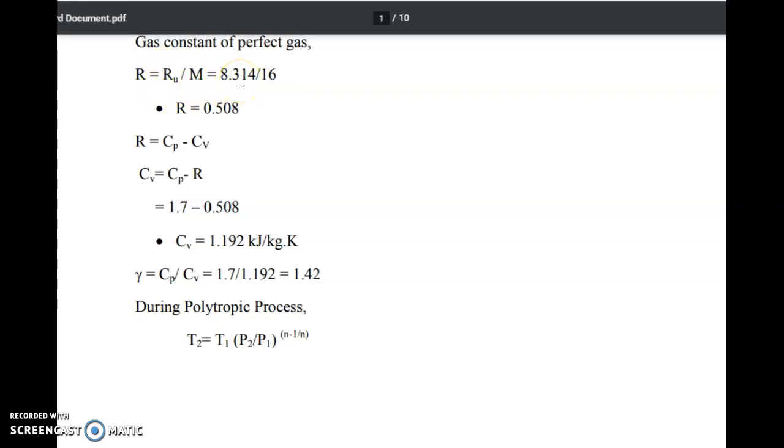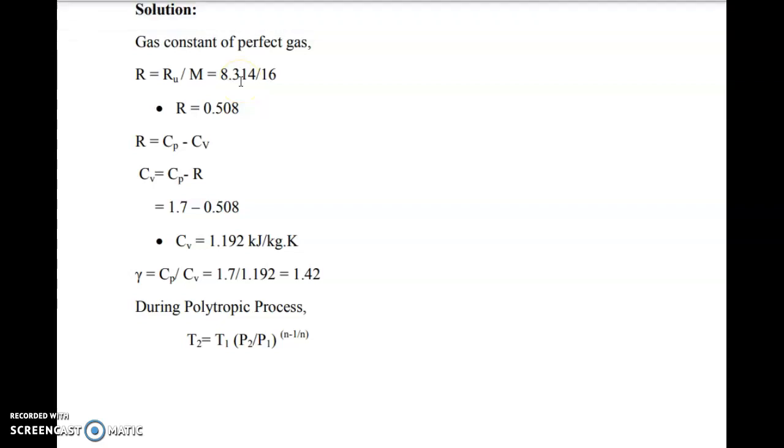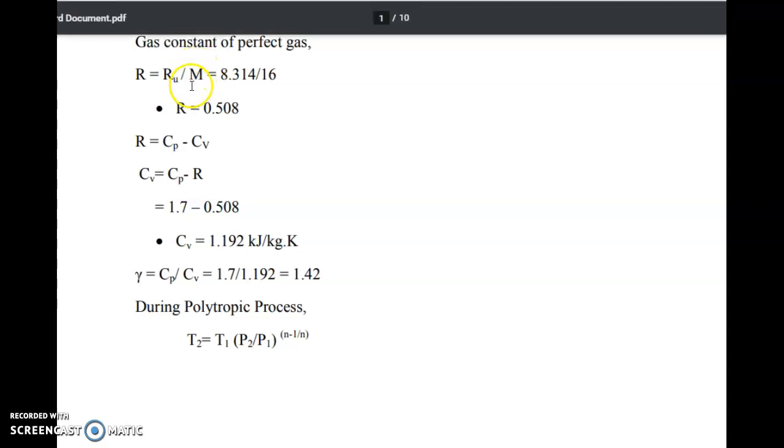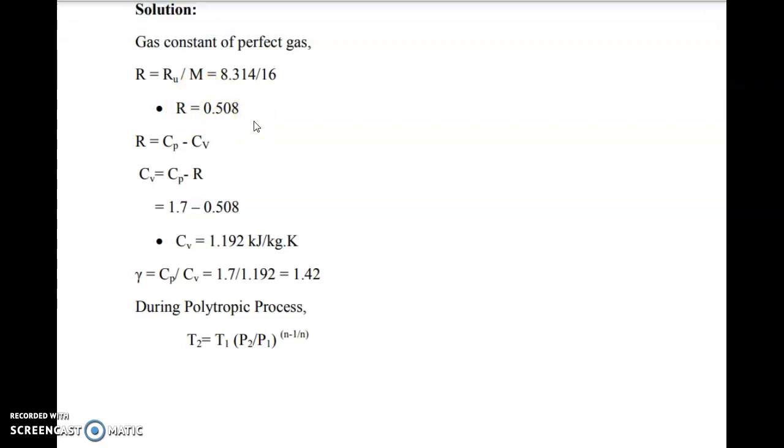You should remember that, as it is not given in our question. The universal gas constant value is 8.314 kilojoule per kmol Kelvin, and the molecular weight of the gas is given in our question, that is 16. So if you substitute in this relation and simplify, you will get the value of 0.508. So you know that the gas constant value is 0.508.